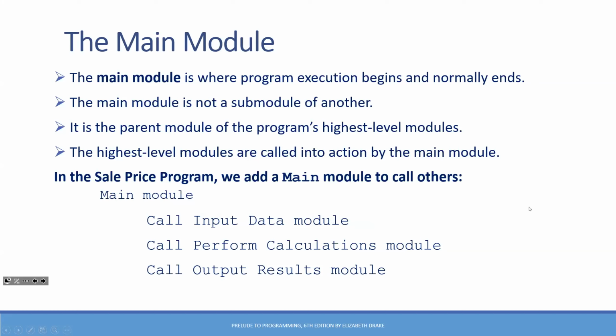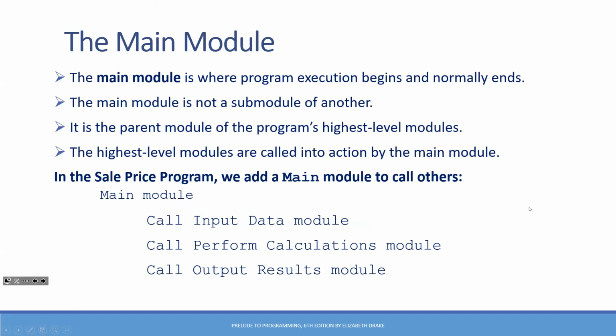So our pseudocode was actually missing a little bit because we didn't have calls. We said we're going to have this input module, we're going to have this calculation module, but we have to call those modules to make them actually run, to make something happen. So to make the whole thing work, we need a main module. And the main module is usually the starting point for a program. So our sale price program, if we add in the main module, that's where it starts.